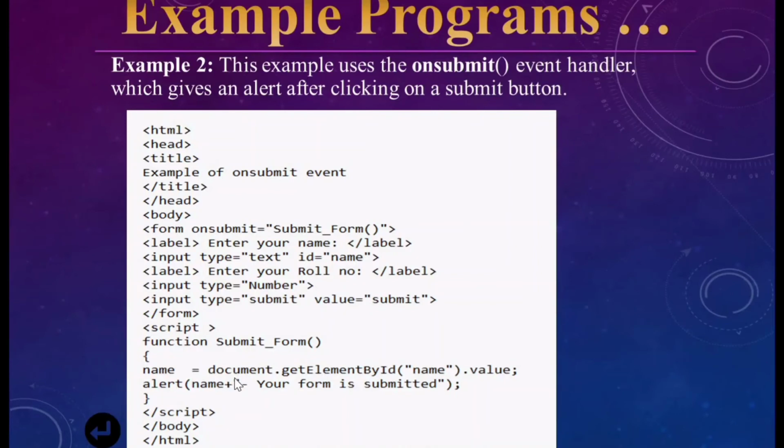In the name we can store the value of what the user enters. When the user enters it, it will be stored in the name ID, and the value is stored in name. In the next line we can see the alert function is there, where we are adding name plus a string. The string is here, your form is submitted.